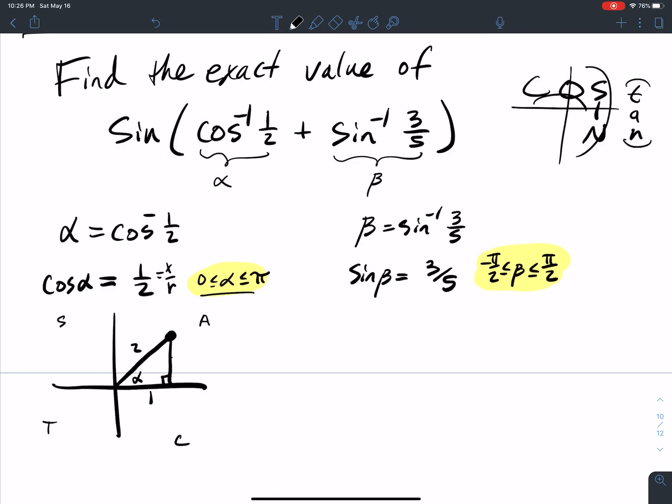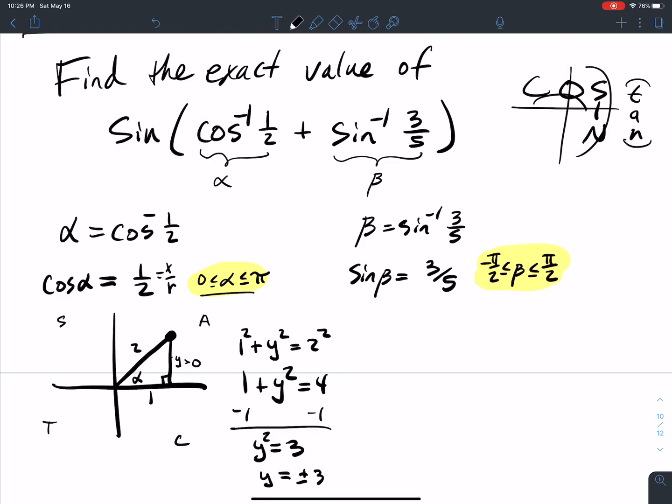So how do I get this other side here? This y value is Pythagorean Theorem. 1 squared plus y squared equals 2 squared. So 1 plus y squared equals 4. Subtract 1. So I have y squared equals 3. Now, y is greater than 0, so when I take the square root, I'm going to use the positive square root of 3 for this right here. Okay, so this is the positive square root of 3.